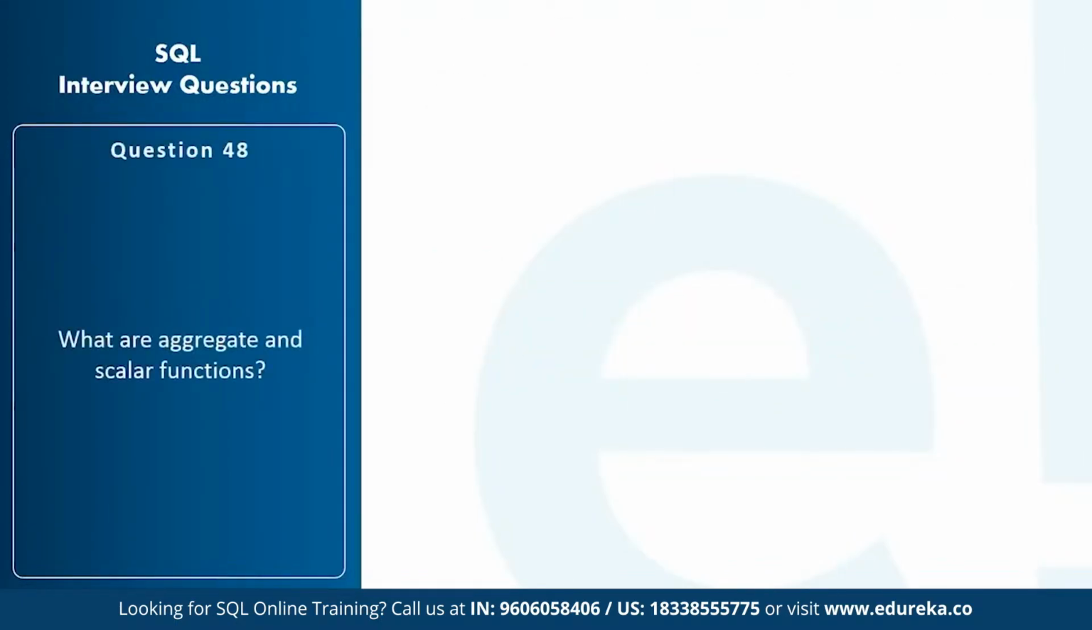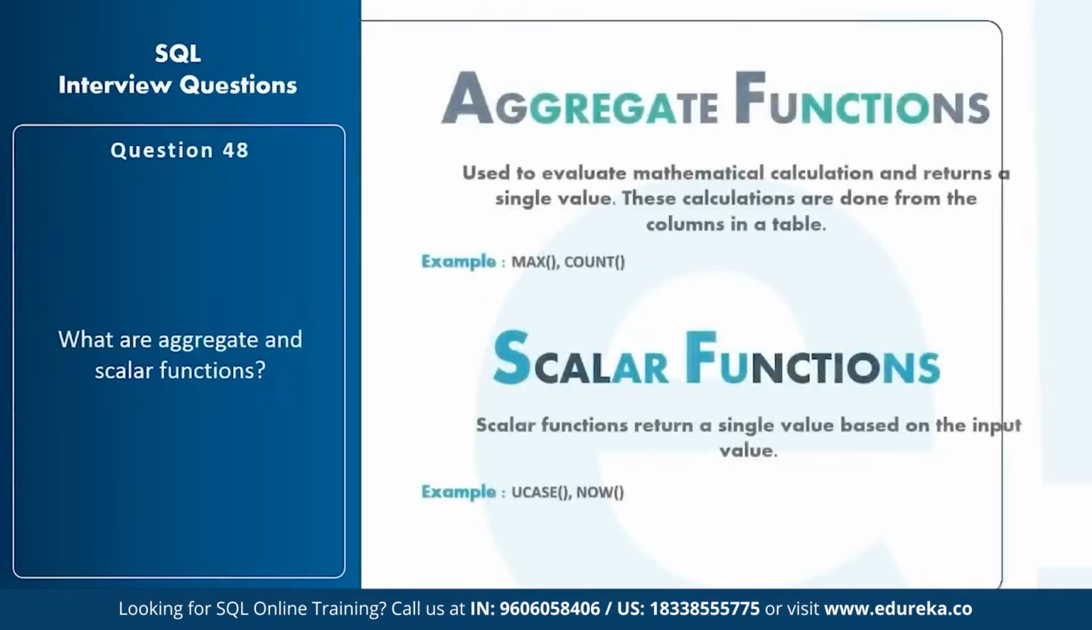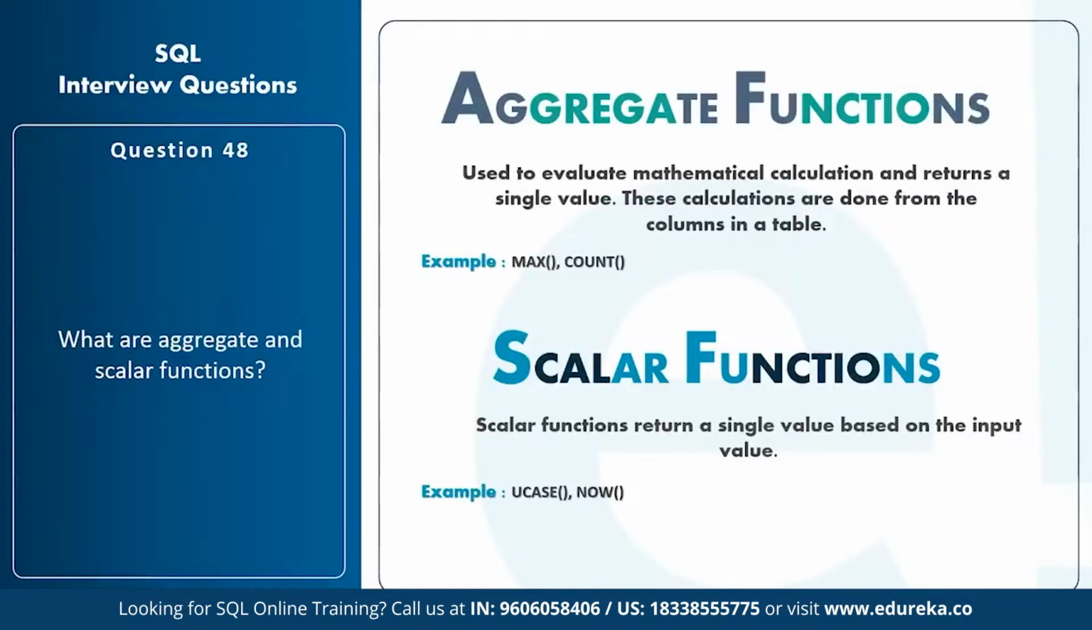That is, what are aggregate and scalar functions? The aggregate functions are used to evaluate mathematical calculations and return a single value. These calculations are done from columns in a table. For example, you can consider the max function and the count function as aggregate functions. Now scalar functions return a single value based on the input value. As an example, you can consider ucase, lcase, and now as scalar functions, as they're calculated with respect to the string. So guys, this is what aggregate functions and scalar functions mean.